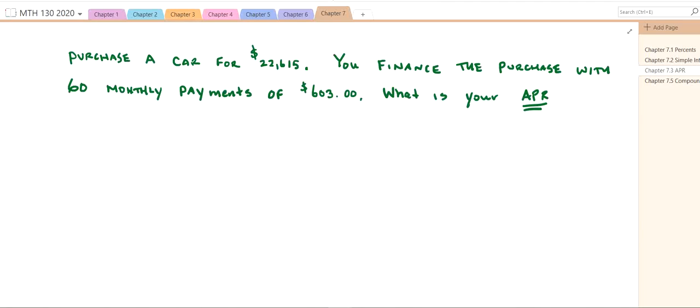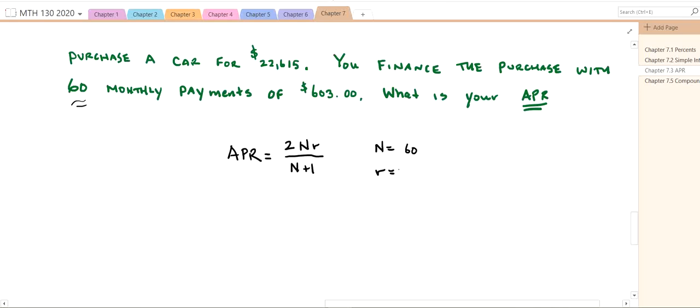So let's begin this by asking ourselves, what is our APR? So the APR equals 2NR over N plus 1. This is our APR equation. Let's look at the variables we need. We need an N, and we need an R. For N, that's the number of monthly payments, or the number of payments. They are monthly, so there's 60 of those. It's right in the problem, 60 months.